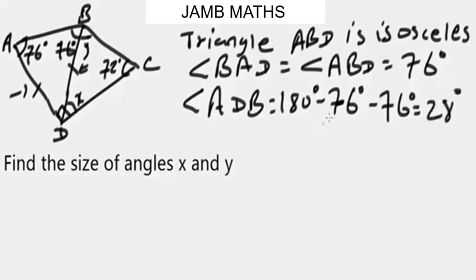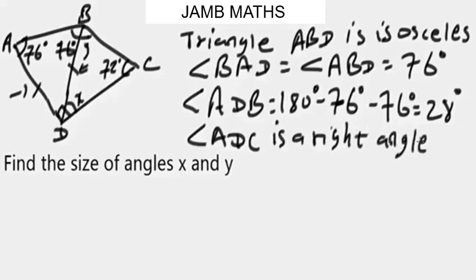Now that we have 28 degrees, know that angle ADC, if you look at this triangle we have here, you will see that angle ADC is a right angle. Is what? A right angle. And a right angle equals 90 degrees. The square we have here, if you check, you're going to see a little square inside here. The little square inside here is a right angle, which is 90 degrees.